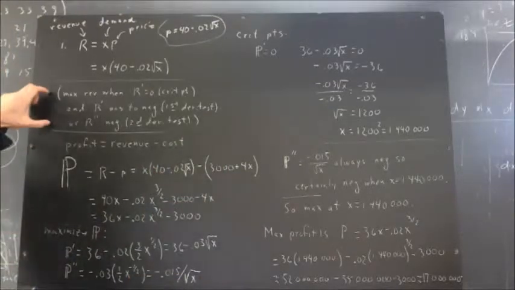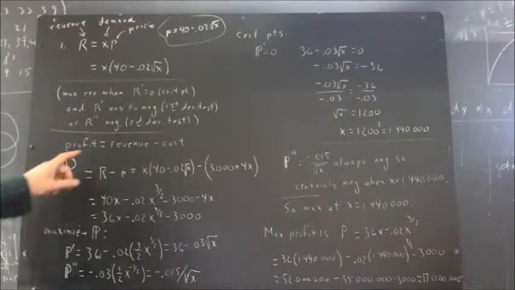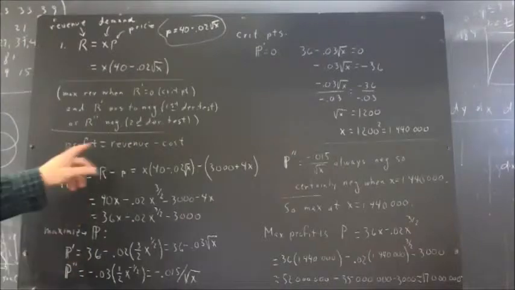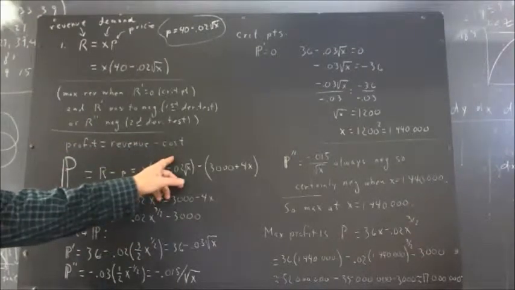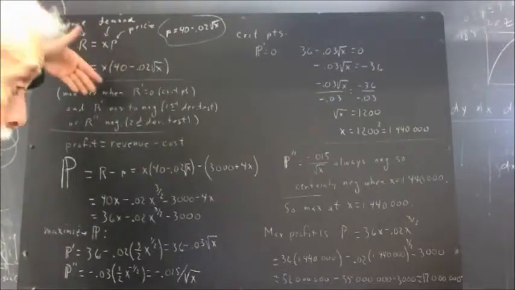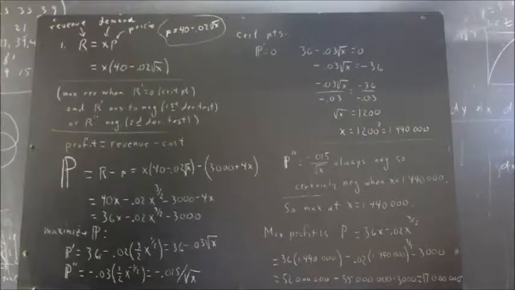Okay, well, we're not asked to find the maximum revenue, but I just mentioned that's how it would be done. What we're asked to find is the maximum profit. And profit is revenue minus cost. How much money you take in minus how much money you have to spend to produce or purchase or whatever you do to obtain these X items to be sold.